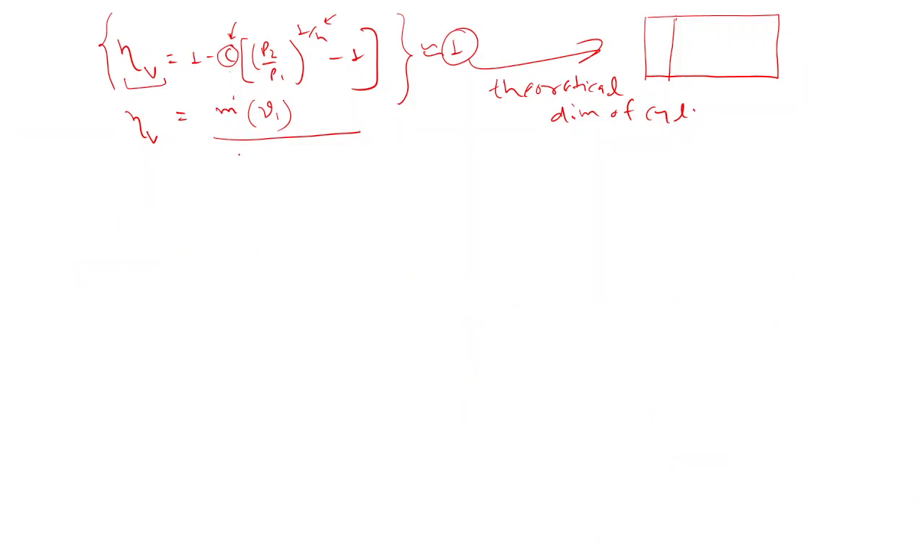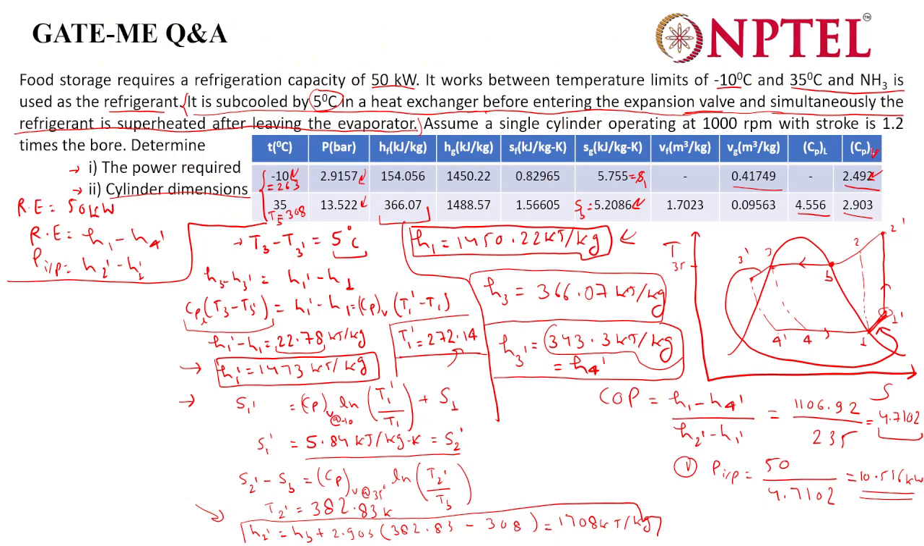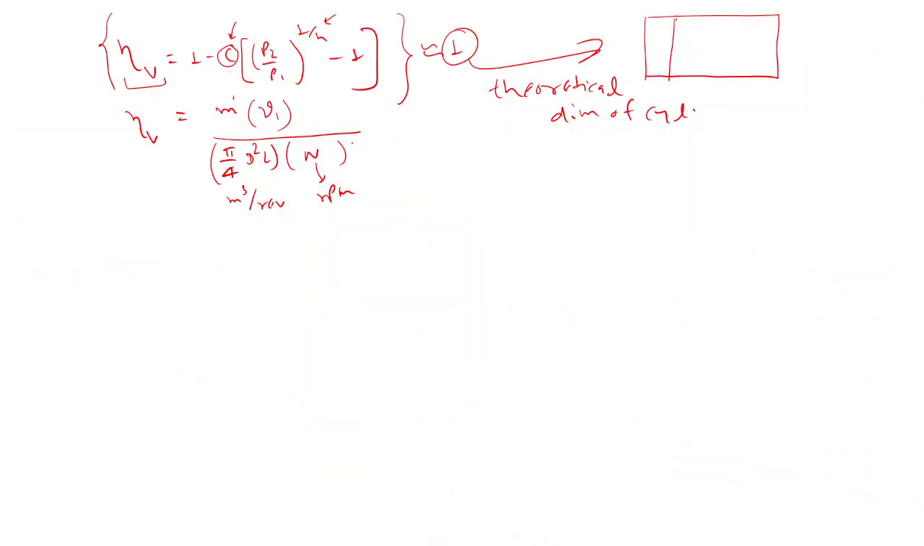This is m dot V1, and then this is pi by 4 d square L. What does this show? Pi by 4 d square L is the swept volume, meter cube per revolution. So N is the RPM. Okay, and number of cylinders here it is given, right? One. It is a single cylinder, right? So K would be the number of cylinders, which is 1.